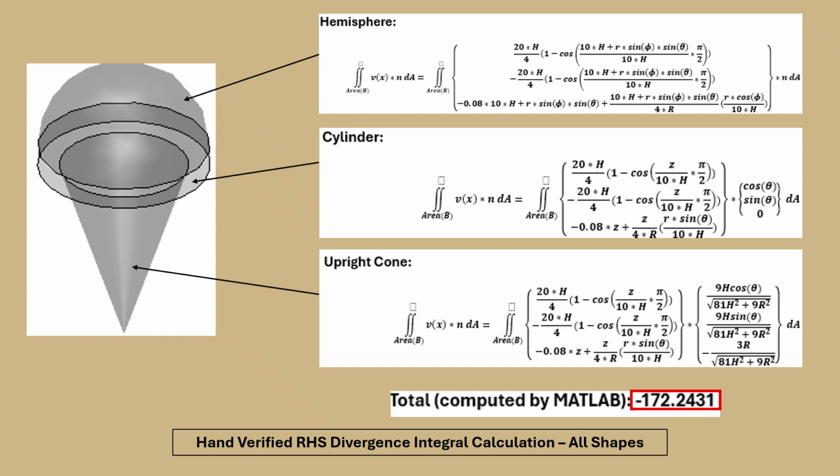Next, I quickly derived the right-hand side of the divergence theorem for the hemisphere, cone, and cylinder. First off, you can see the hemisphere, then the cylinder, and then the derivation of the upright cone. Finally, I threw all these values into MATLAB and computed a value of negative 172.2431.